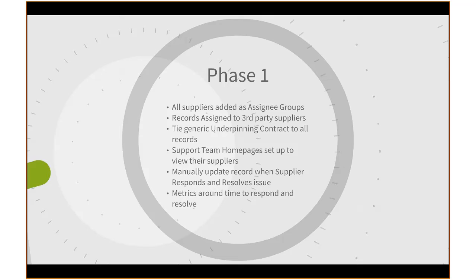Phase one will involve manually updating the records. So when a record first goes to the supplier, they will manually pass that record to the assignee group, and contact the supplier via the phone or via email or whatever mechanism they choose fit. And then when the supplier comes back to them, they'll manually update the record to say they've responded. And likewise, when the supplier provides a resolution, they'll go in and update the record accordingly. And this phase one will give us some crude metrics around time to respond, time to resolve for our third parties.